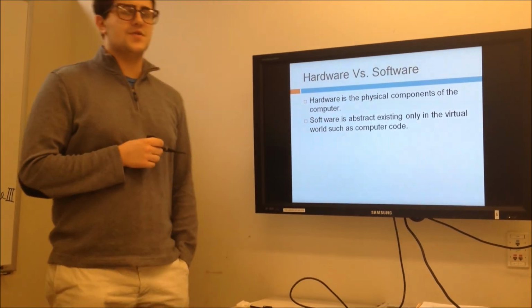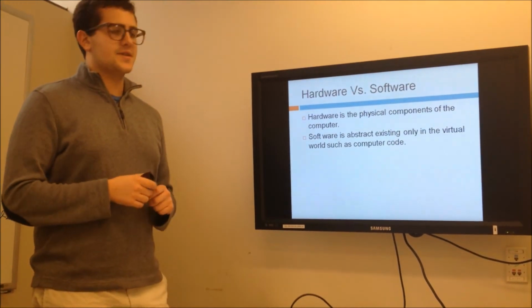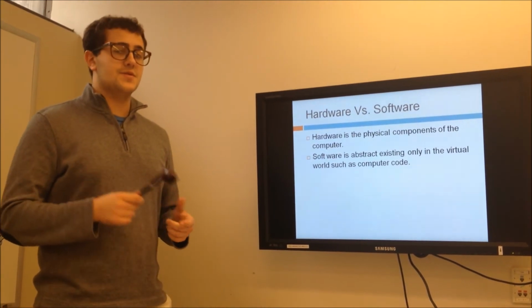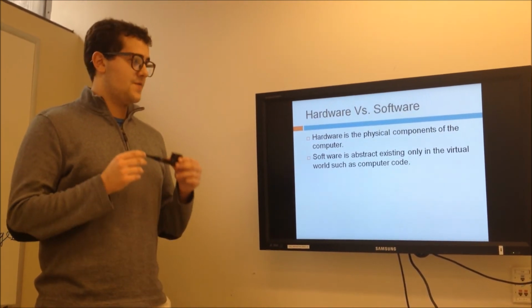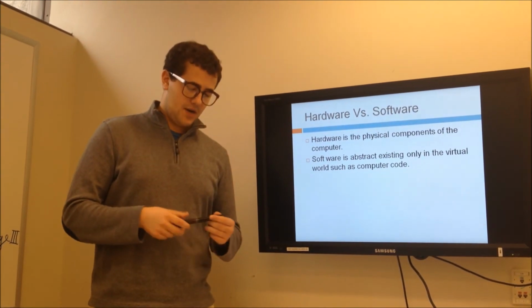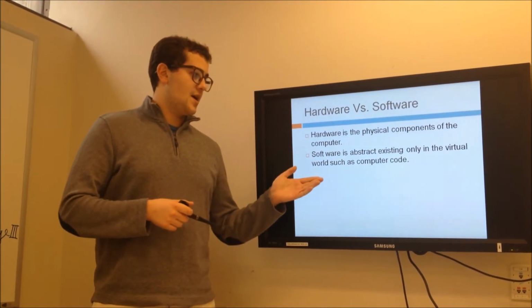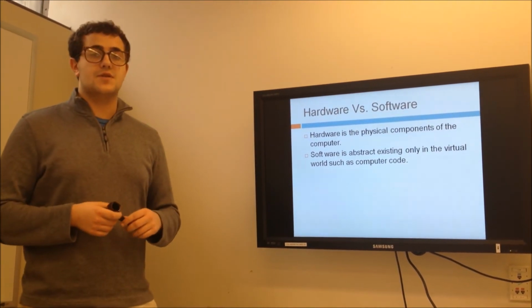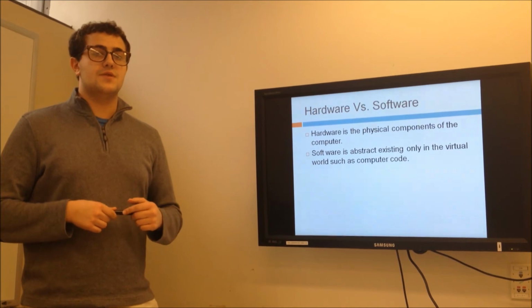So now, class, we're going to talk about the actual aspects of the computer, such as hardware and software and their difference. Now, hardware is a physical component. It's like my pipe. It can be touched, it can be removed. Unlike software, that is abstract, existing only in the virtual world, such as the computer code that runs your computer.